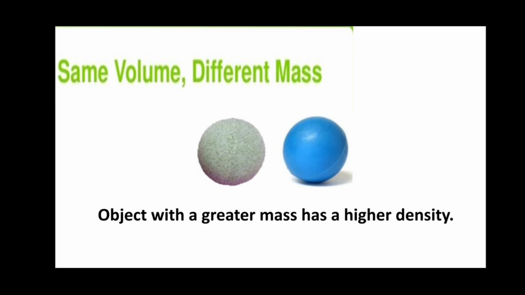Here you can see ball A and ball B. Suppose ball A has greater mass than ball B, then we can say that ball A is denser than ball B. That is, heavier objects have high density and lighter objects have less density.